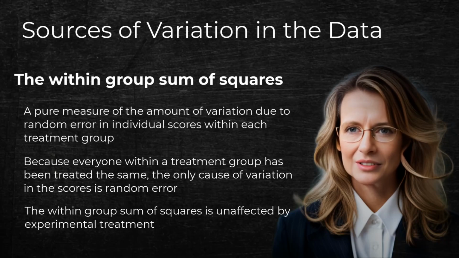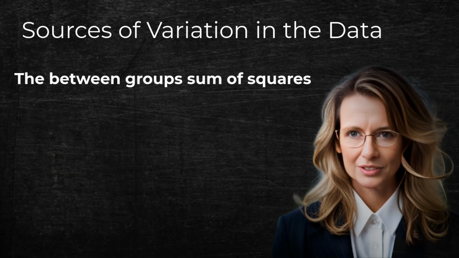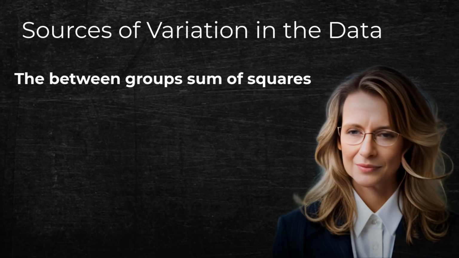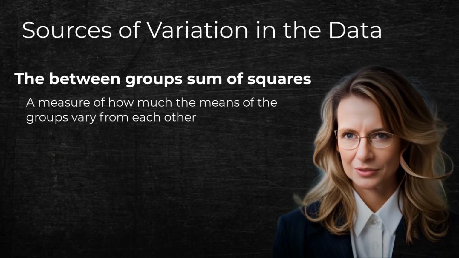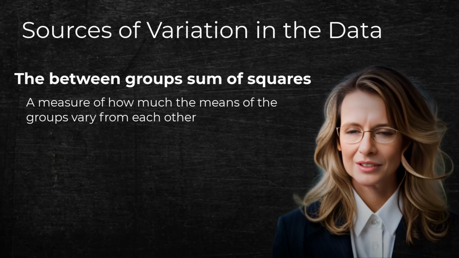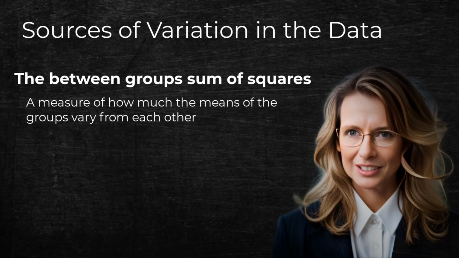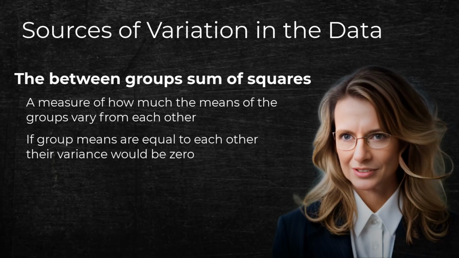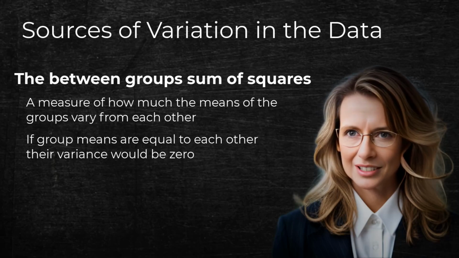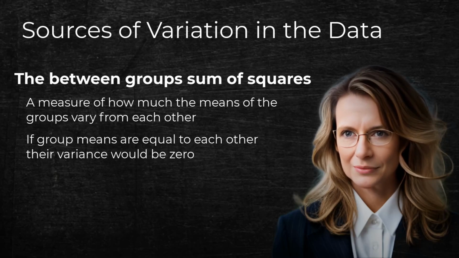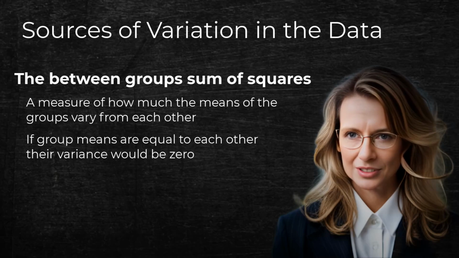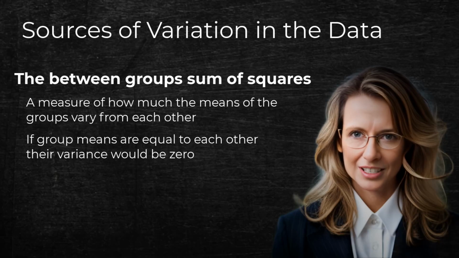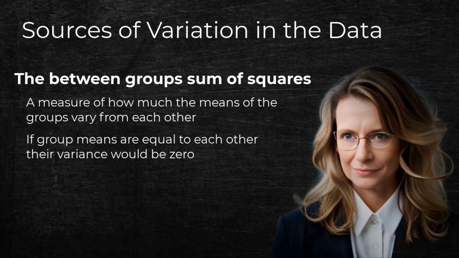The other source of variation in the data is termed the between-group sum of squares. The between-group sum of squares measures how much the means of each group, not the scores, vary from each other. This is the way we start our evaluation of whether the group means actually differ from each other in the population. If the group means were equal to each other, then the variance of those means would be 0. We demonstrated this concept in our video on the central limit theorem when we discussed the standard error of the mean. So an indication that the means of the groups are actually different from each other in the population is the amount of variance we measure among them.